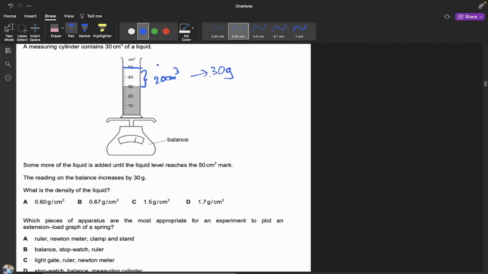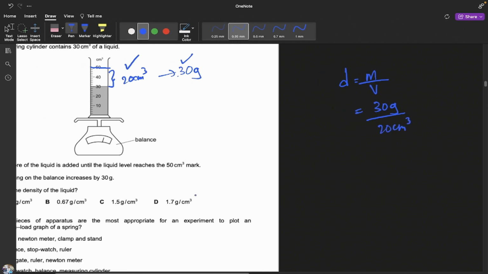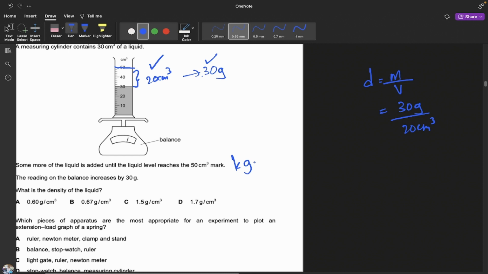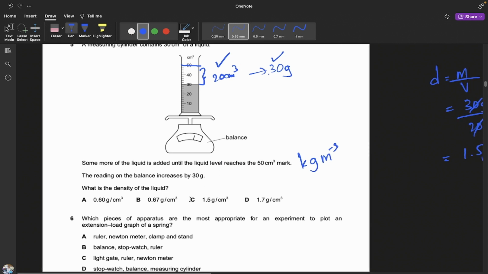This is very simple. You have the volume, you have the mass, you only have to find the density. Density is given by mass over volume. So the mass is 30 grams and the volume is 20 centimeter cube. Be careful with the units. Sometimes they will ask in kilogram per meter cube, so if they ask, you have to convert, by dividing by 1000, or you can solve it later. That's not an issue. Now let's simplify. 0 and 0 cancel. 3 divided by 2 is 1.5 grams per centimeter cube. So the answer is C.